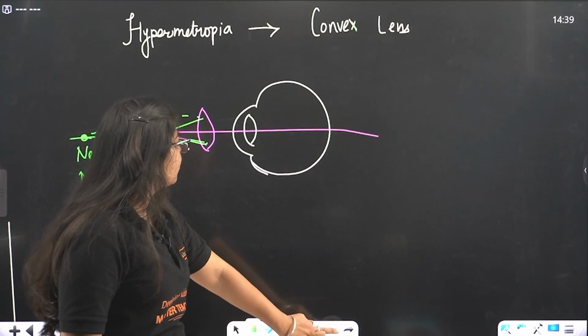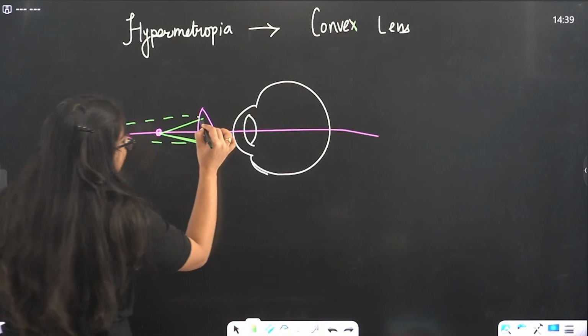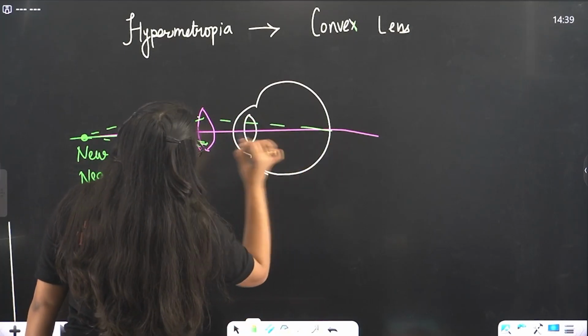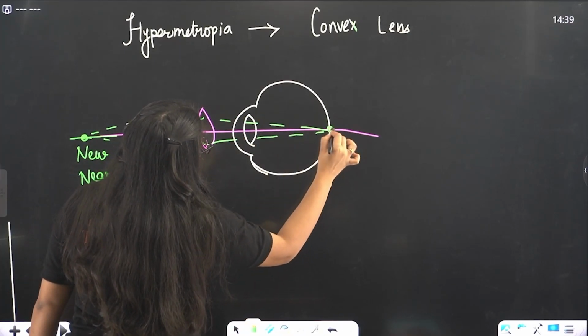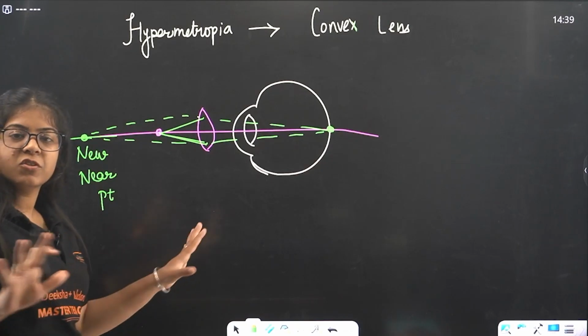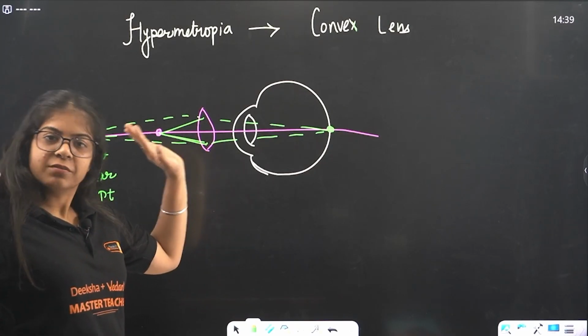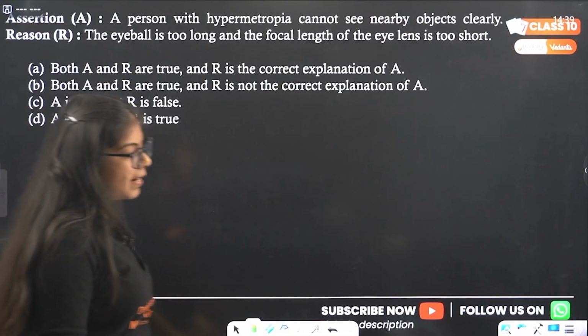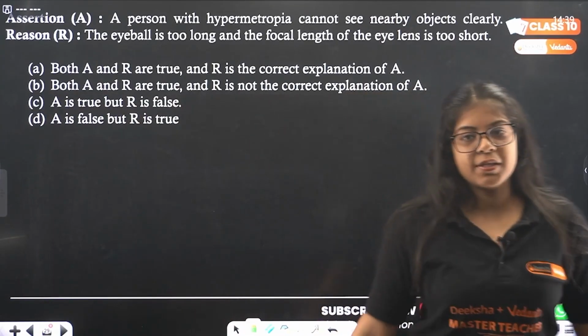Now, you don't have to do this much. Just do this one. Okay, now the vision has been corrected. Done. Great. Moving on, we have the next question, that is an assertion reason question.